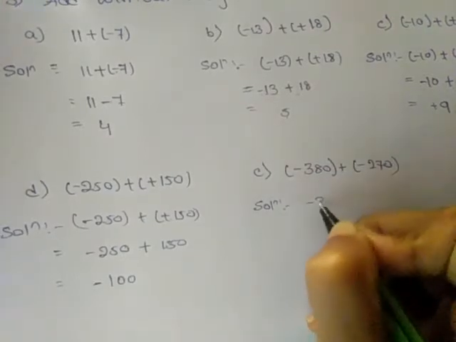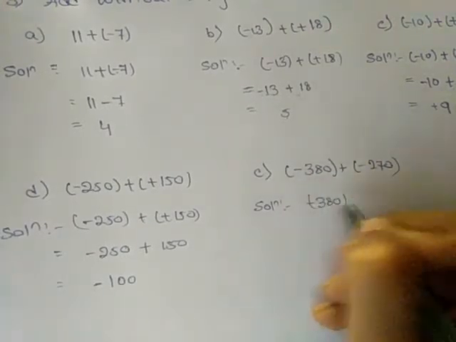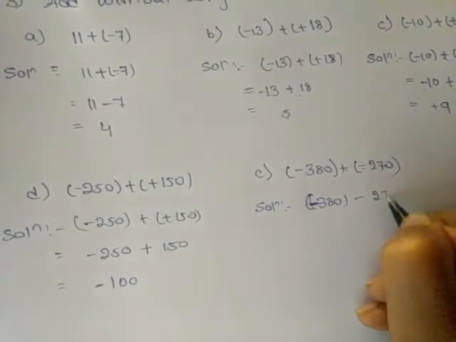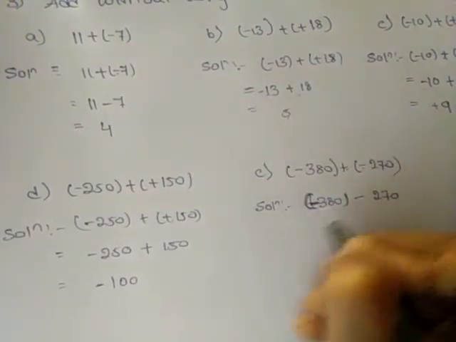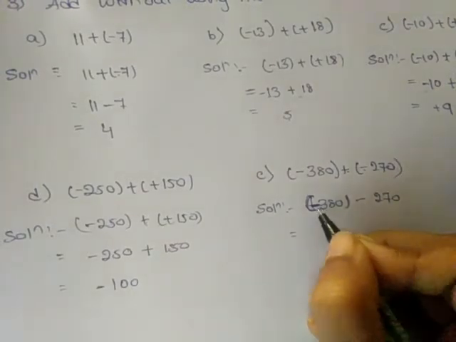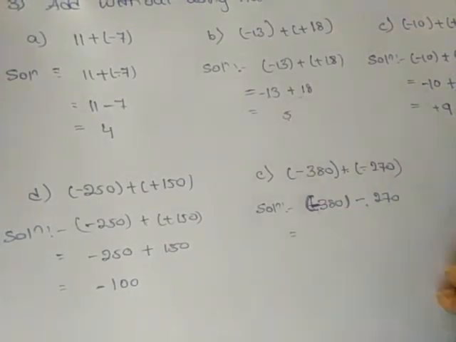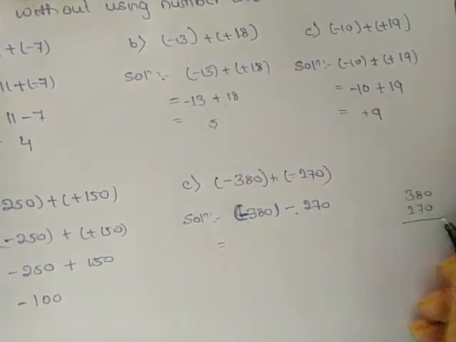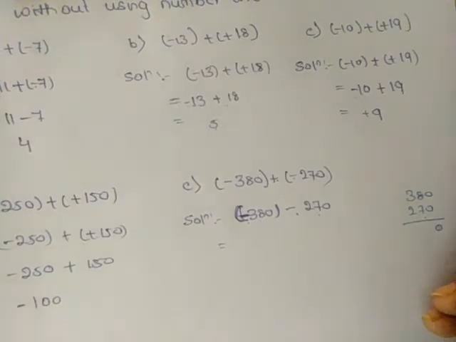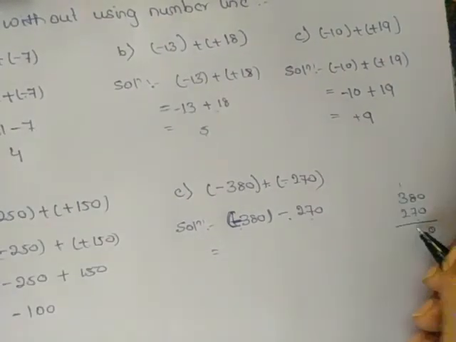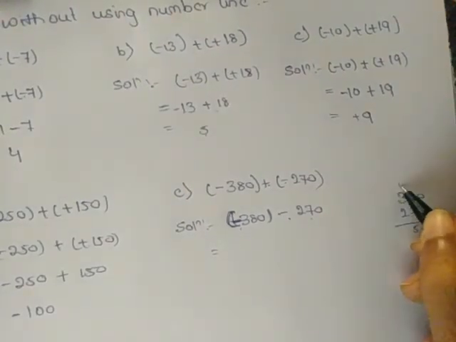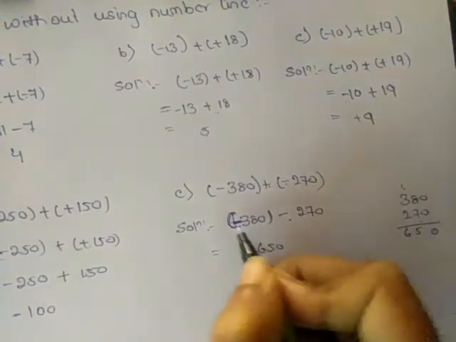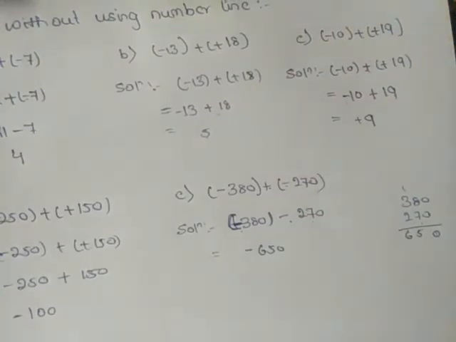Solution: minus 380 plus into minus, minus 270. Now, having the same sign, we need to add them. We'll add them here: 380, 270. 0, 8 plus 7 is 15, and 3 plus 1 is 4, 4 plus 2 is 6. 650. Bigger number sign, minus.